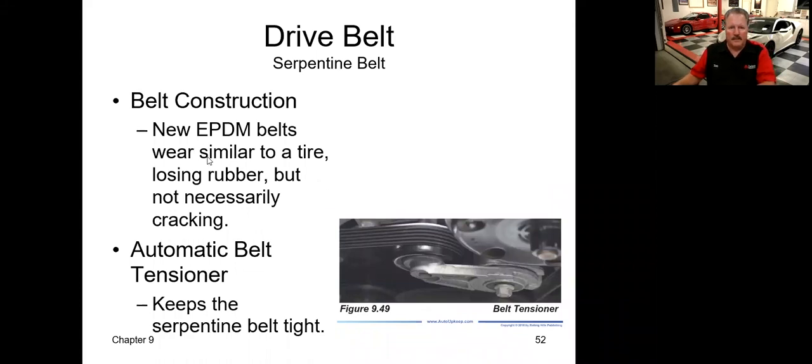New belts wear similar to a tire. All they do is lose rubber, but not necessarily do they crack anymore, so that's pretty good. And we have automatic belt tensioners. I'll show you what those look like in the next video as well.